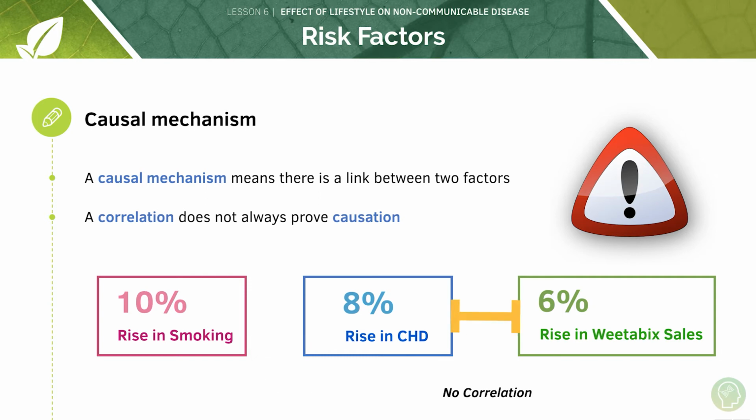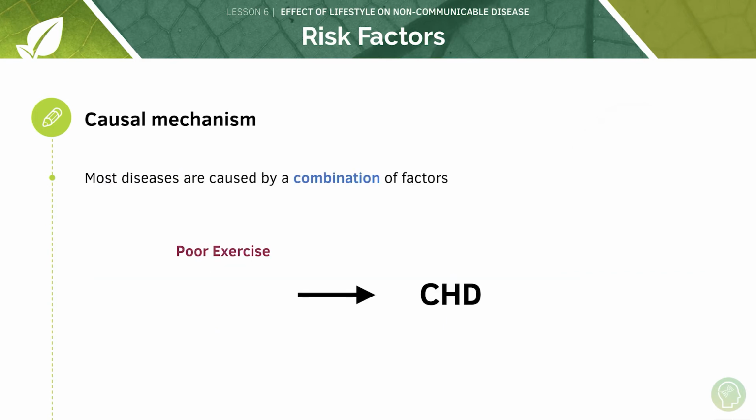Here, now let's look at the 6% rise in Weetabix sales and also the 8% rise in coronary heart disease. So we see another correlation. But this does not mean causation, because I can tell you now that a rise in Weetabix sales is not going to increase your coronary heart disease levels. So can you see here how correlation does not always prove causation?